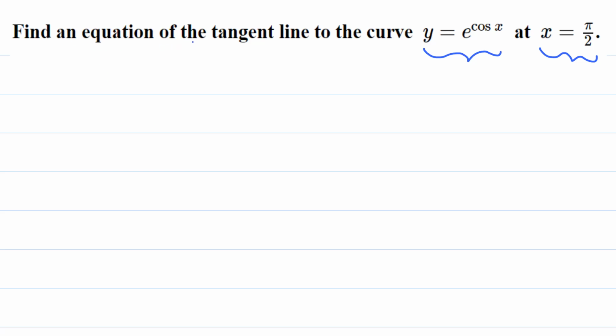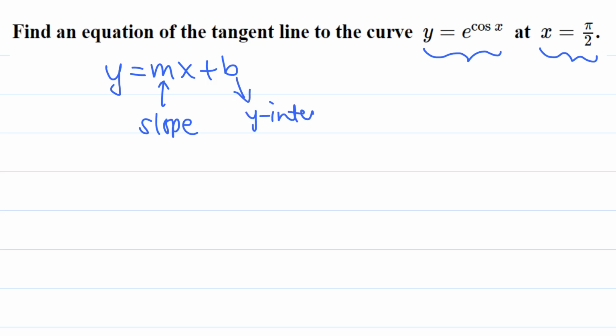Find an equation of the tangent line to the curve. So this is the curve at x equals pi over 2. The tangent line equation, like any line, is given by y equals mx plus b. For that we need the slope and y-intercept. To find the y-intercept we need a point.